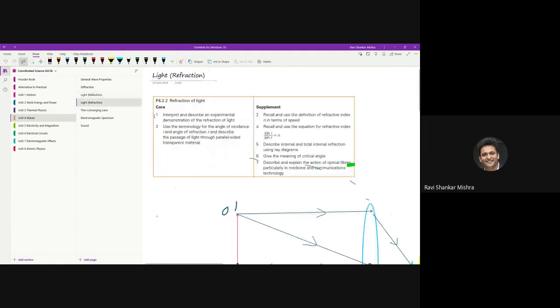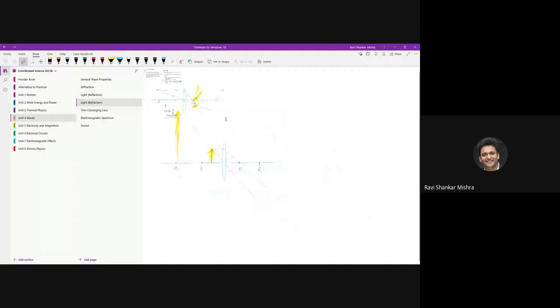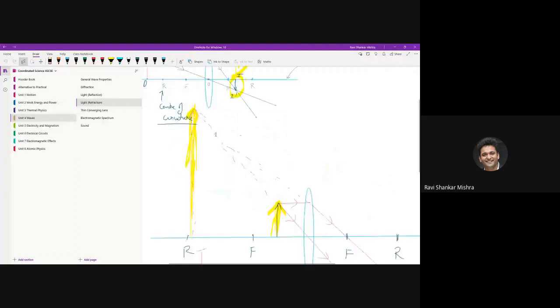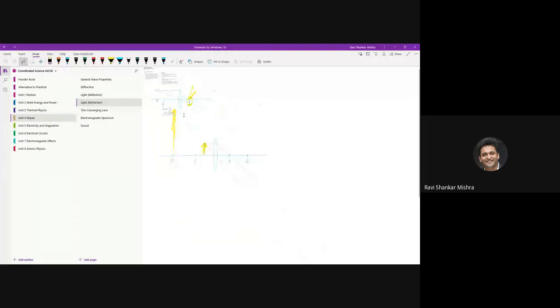Interpret and describe an experimental demonstration of the refraction of light. Okay, refraction. Image formation, did I teach you this image formation? Sir, I don't think so. No, sir. Okay, just give me a second.